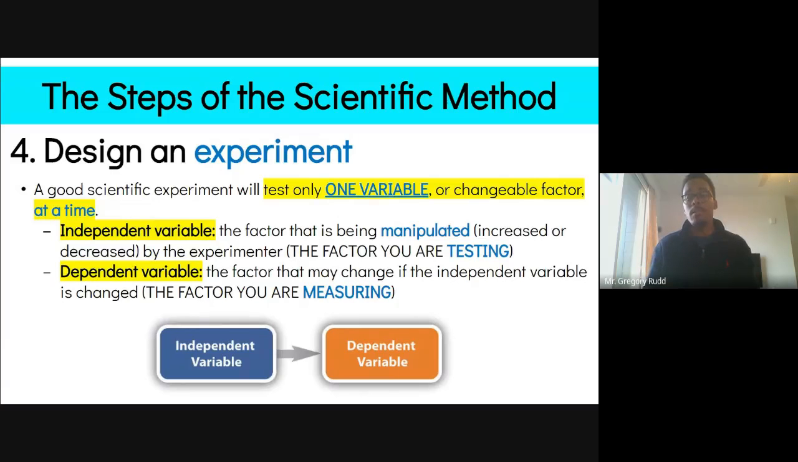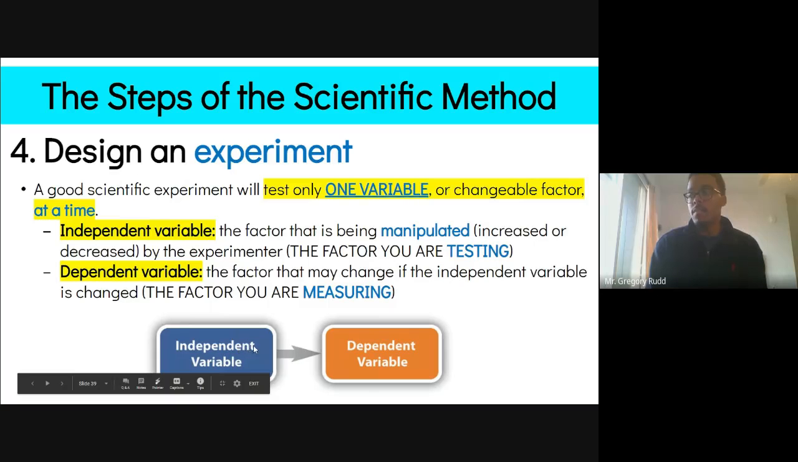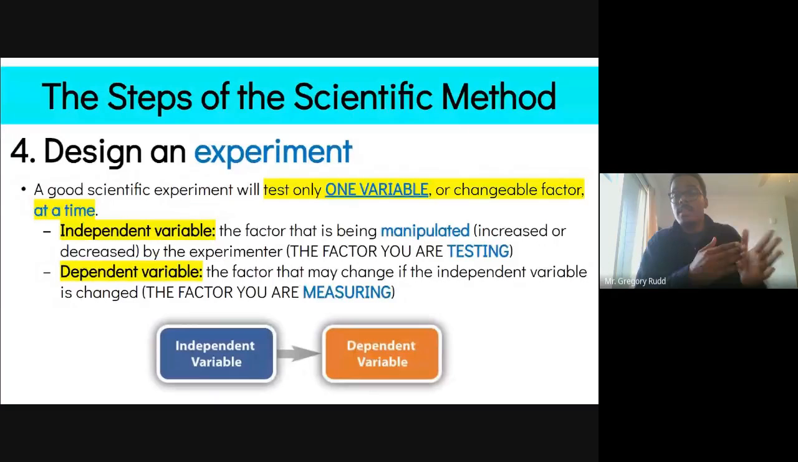Now, in that example, just like I was talking about, I need to have some control over the environment of the eggs. And that's going to be important. You'll see that word control on the next slide. But this image here kind of tells you what's happening. The independent variable is going to be manipulated and it's going to control or lead to changes in the dependent variable. The independent variable leads to changes in the dependent variable. That's why we call it the dependent variable. It depends on the independent variable.